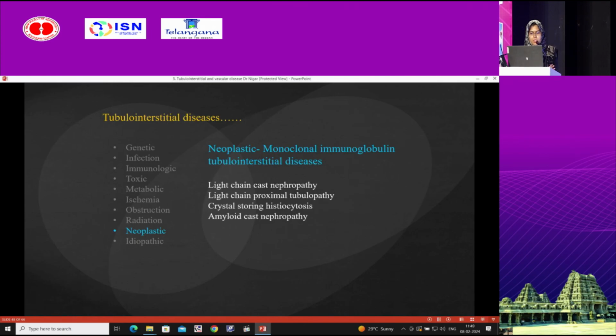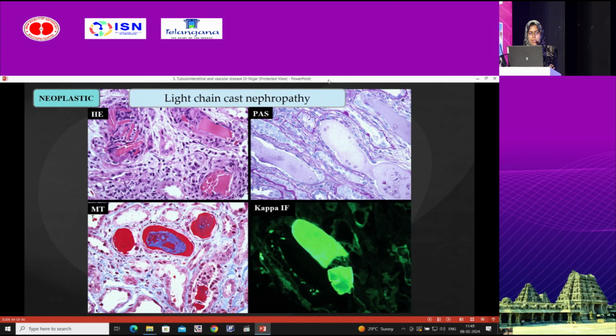The first among them is light chain cast nephropathy, where the tubules show these needle-shaped or hyaline or fractured casts, which are usually surrounded by a histiocytic reaction, and these casts are negative on PAS stain, and on H&E they are usually eosinophilic, or sometimes they can be polychromatic, meaning there's a mix of red and blue. And this image shows a fracture. There is a light chain restriction on IF, meaning it stains only for one of the light chains.